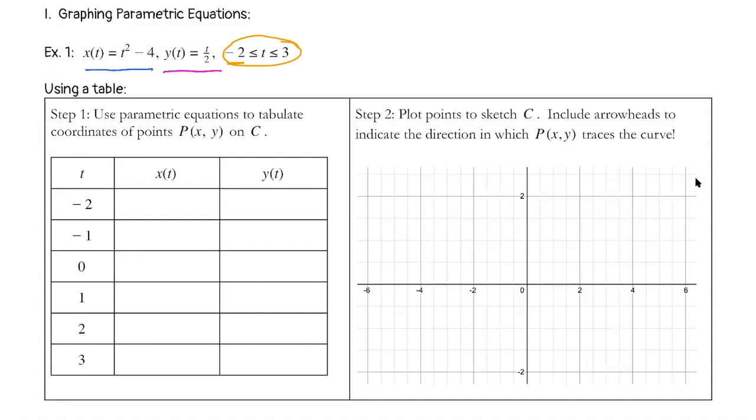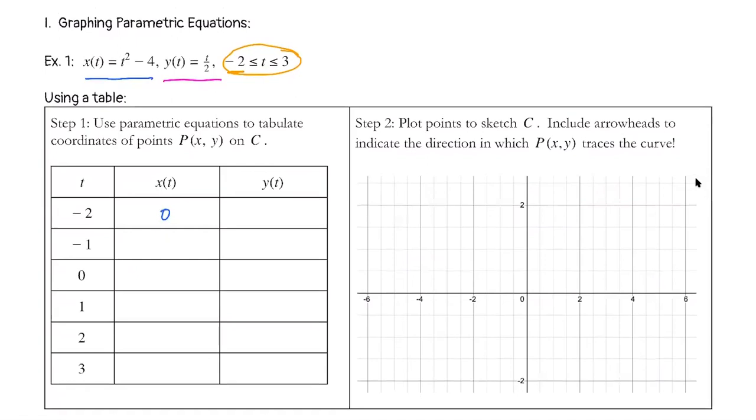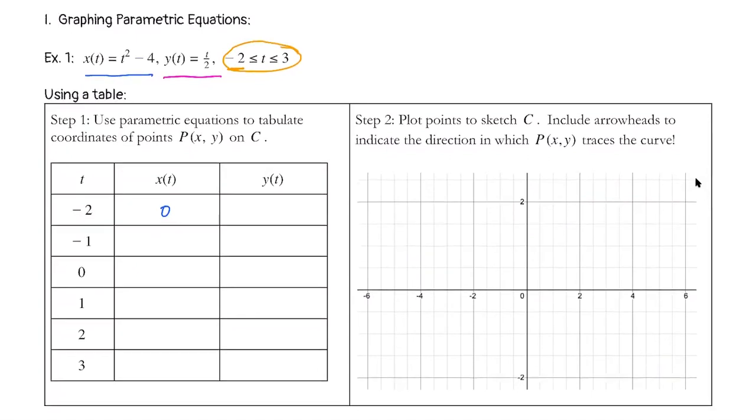So all we're going to do is take our t values and plug them into the x and the y equation, and fill out the table below. So for example, x of t, when t equals -2, is going to be -2 squared, which is 4, and then 4 minus 4, which gives me 0. And I can keep going down the table. I can plug in -1, 0, 1, 2, and 3. And when I do that, I will get the following values: -3, -4, -3, 0, and 5.